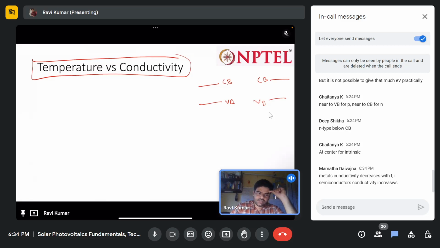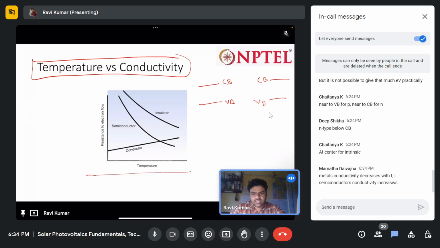Metal's conductivity decreases with temperature, okay, and semiconductor conductivity increases. Yes, absolutely right. I'll be happy if you can give me the reason as well. Just think about it, it is very easy. So I'll show you the graph. It is the conductivity, or we can say resistance. The resistance of a conductor increases with temperature, so conductivity decreases. In case of a semiconductor, the resistance decreases with temperature, so the conductivity increases.